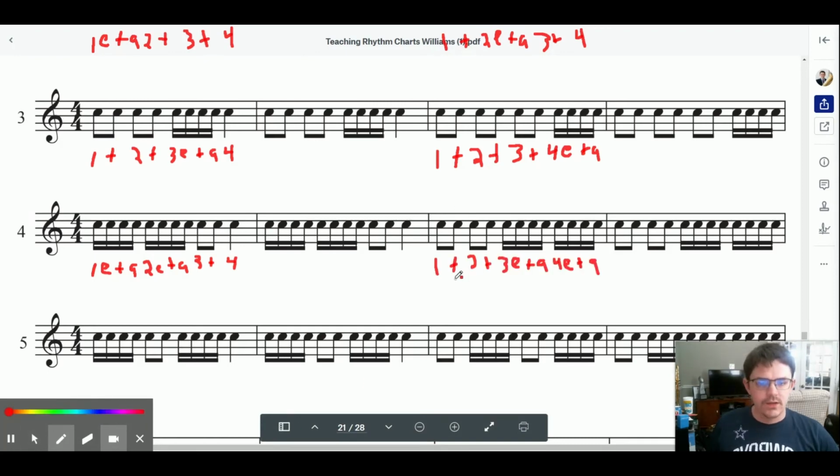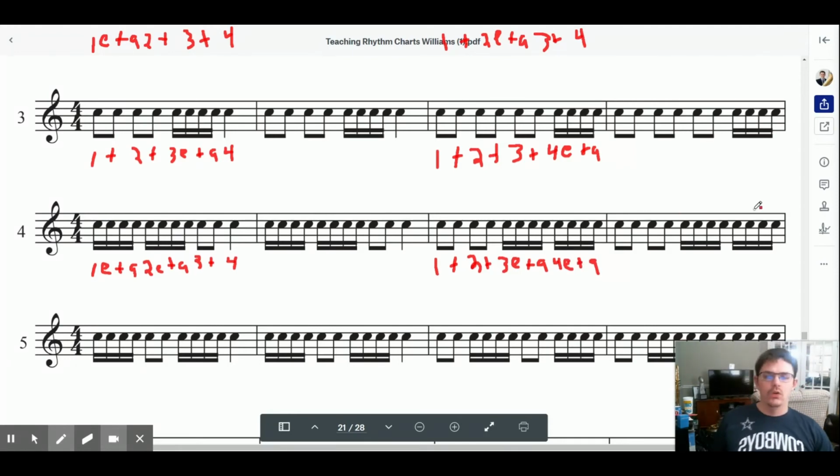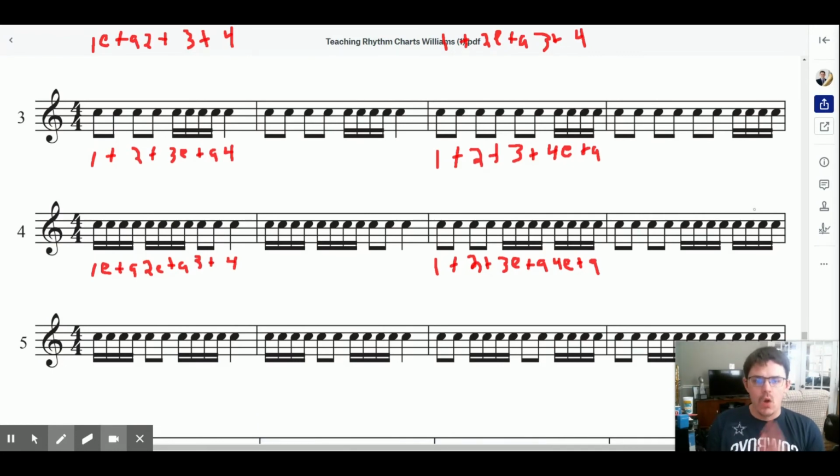So for this next measure, we should have 1 and 2 and 3 E and a, 4 E and a. Almost same thing backwards, but with extra eighth notes. Count and clap the last two measures of line 4. 1, 2, ready, go. 1 and 2 and 3 E and a, 4 E and a.